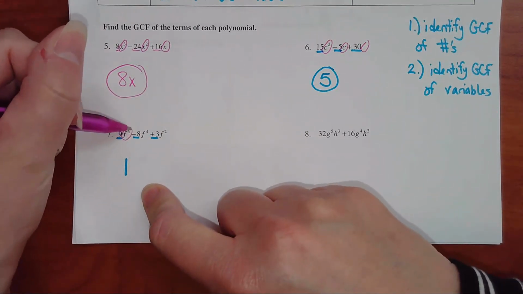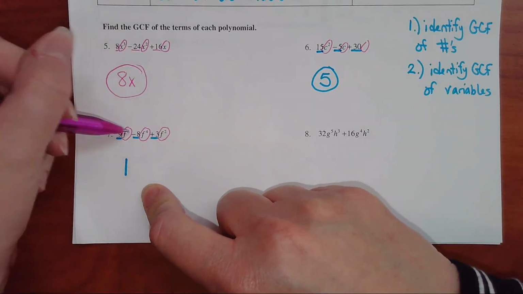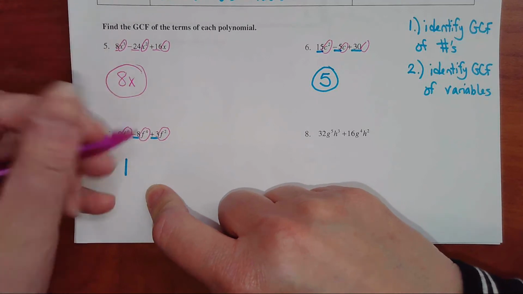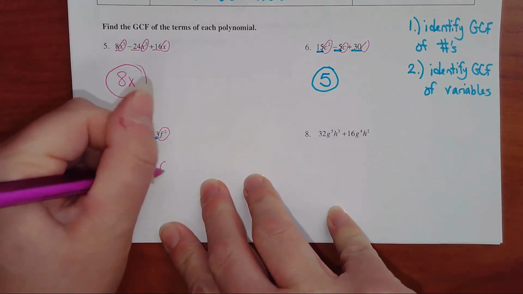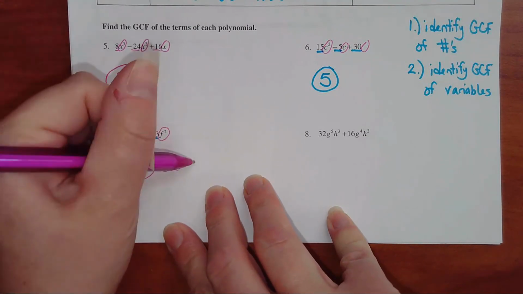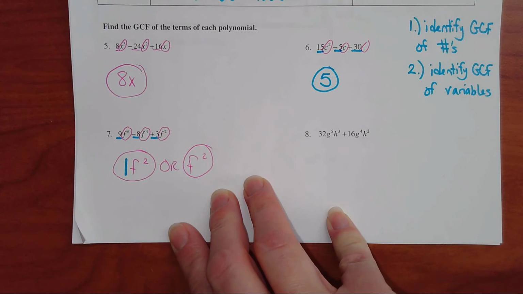So then we look at our variables. We have f to the 6th, f to the 4th, f to the 2nd. They all have an f. Go with the smallest exponent, so 1f squared. Or you could just write this as f squared, because if you write just an f squared, we know there's a 1 in front of it.